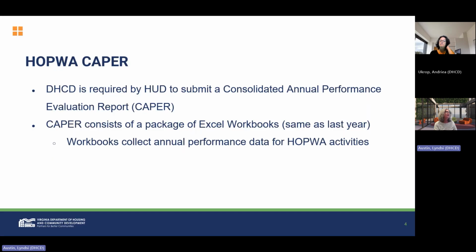First of all, the HOPWA CAPER is a DHCD requirement that we must submit to HUD. This is part of our overall consolidated planning process. The data for the HOPWA CAPER is collected through a workbook, and it is exactly the same as last year.